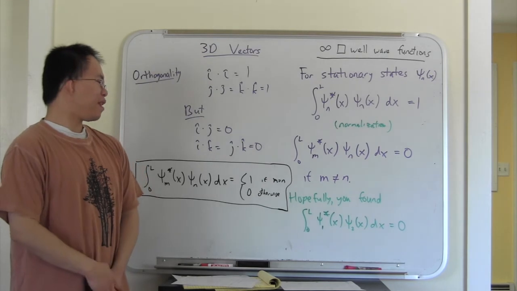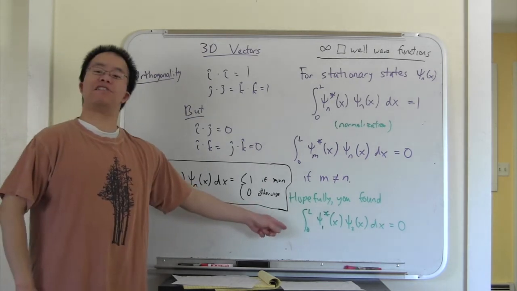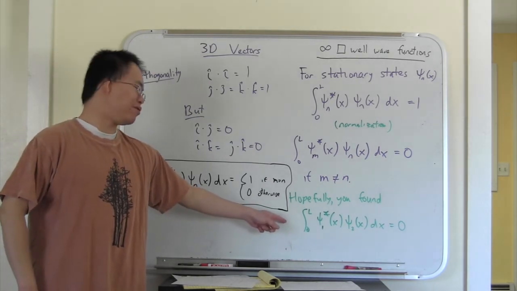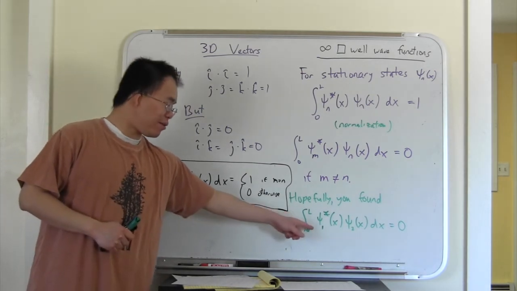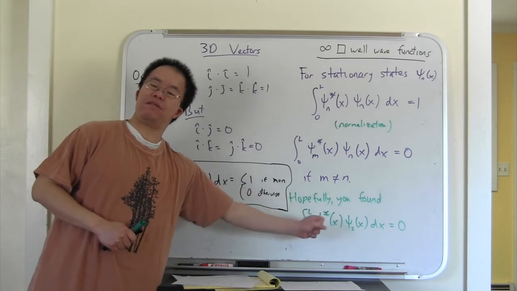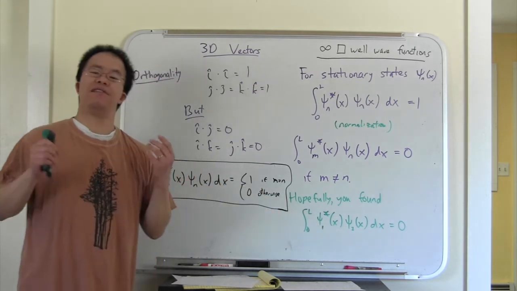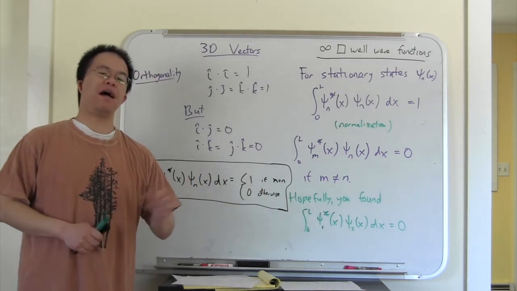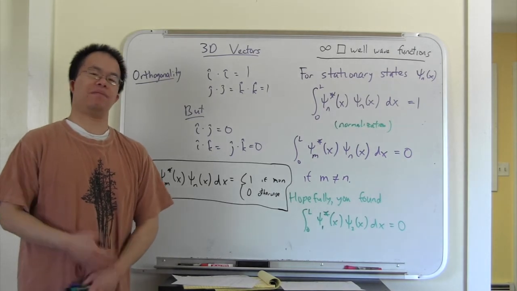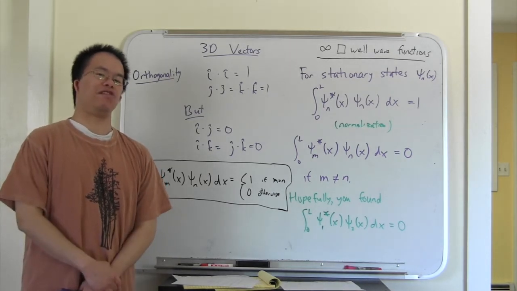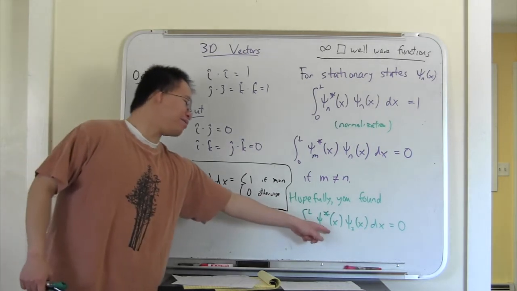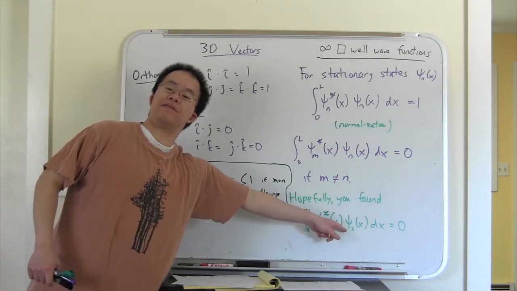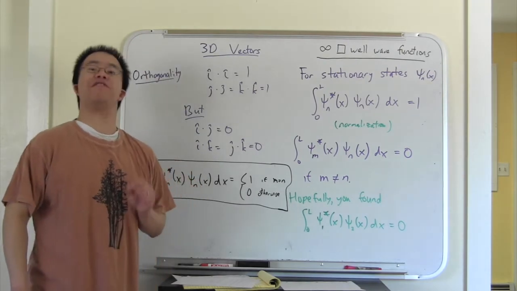Welcome back. So hopefully you had a chance to think about that whiteboard exercise, and hopefully you found that the integral of psi 1 star times psi 2 dx is 0. I'm going to cut now to a picture that I drew that shows this, that shows that the total area under the graph of the product of these two stationary states vanishes.